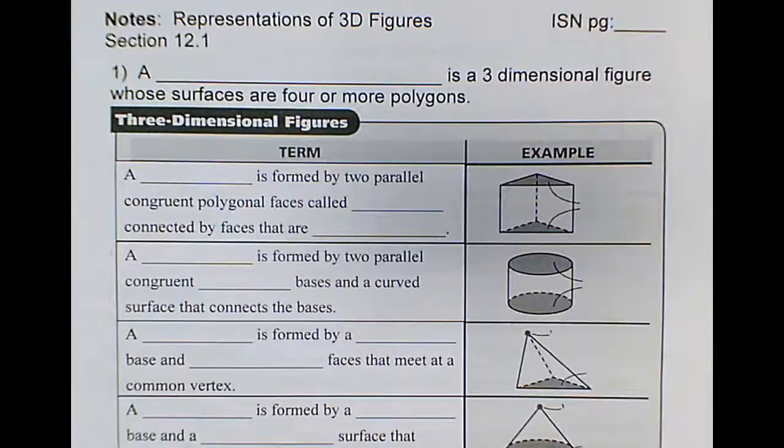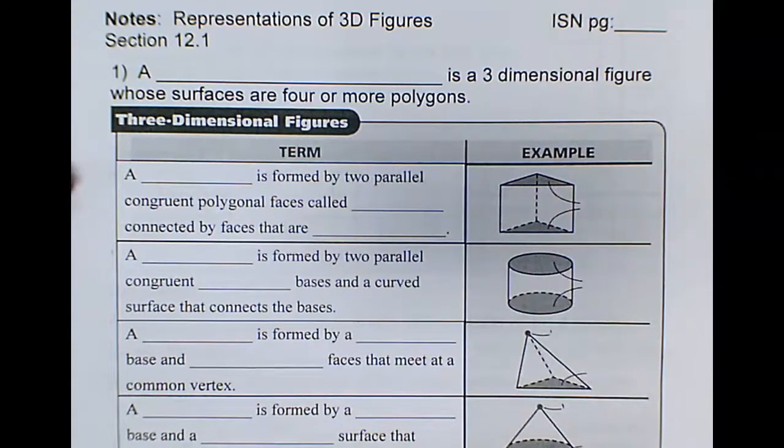Hi everyone, today we're going to talk about representations of three-dimensional figures. So we're still in our measurement unit, but instead of talking more about 2D figures, we're going to make the leap to 3 dimensions. So the first thing that we need to talk about is some terminology.